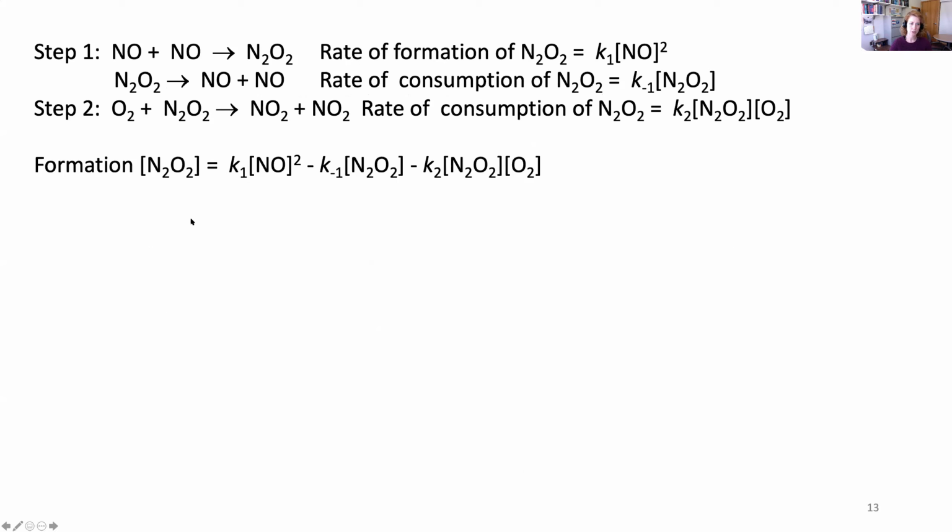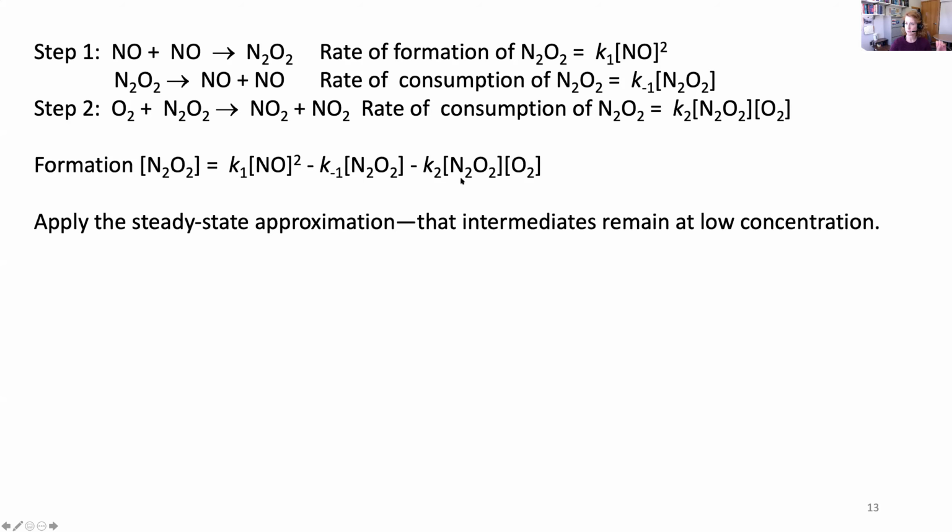So here's our formation of N2O2, and then these are both consuming steps. And I'm actually going to set that equal to 0. This is what's known as the formal steady state approximation. At steady state, all of the intermediates should remain at very low and unchanging concentration. Because they're at low unchanging concentration, we can set the formation of N2O2 equal to 0. The rate of that is small and unchanging, therefore it's equal to 0.